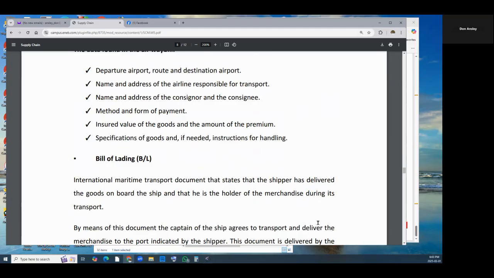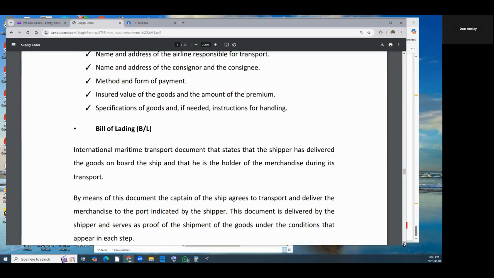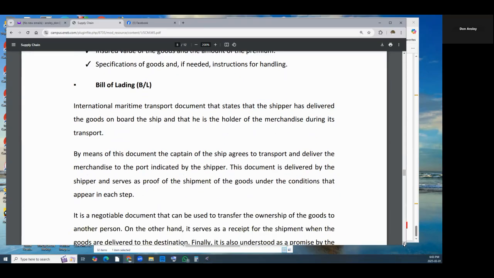International maritime transport document that states that the shipper has delivered the goods on board the ship and that he is the holder of the merchandise during the transport. By means of this document, the captain of the ship agrees to transport and deliver the merchandise to the port indicated by the shipper.